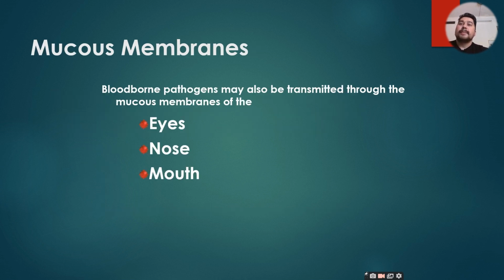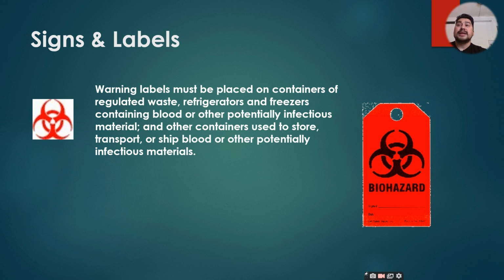Mucous membranes. Pathogens may also be transmitted through the mucous membranes of the eyes. So through the eyes, through the nose, and through the mouth, they can enter inside your body. Now, signs and labels.